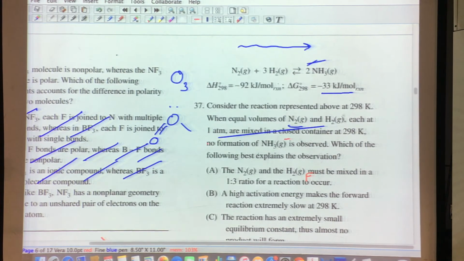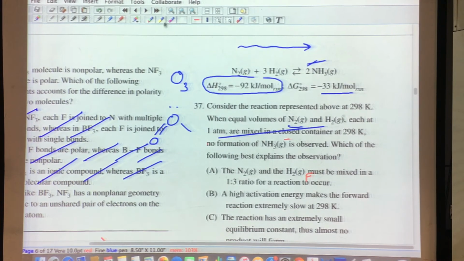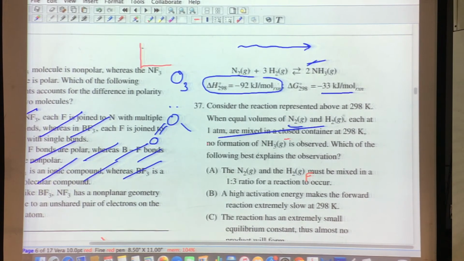We have, this is an exothermic reaction, correct? So if I was to draw a potential energy curve, it would look something like this. High going to what? Low. What is preventing my reaction from going? This little bump here. The activation energy.